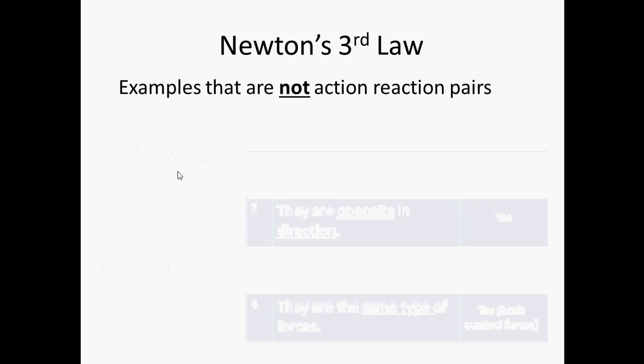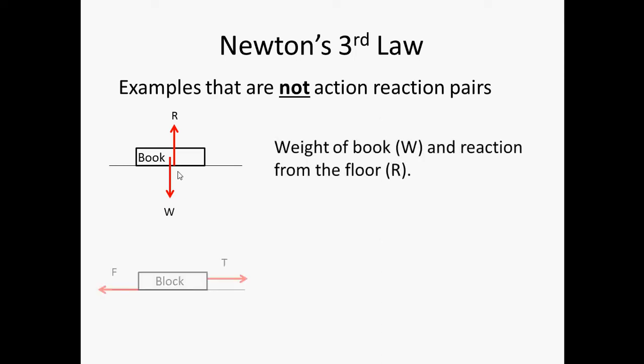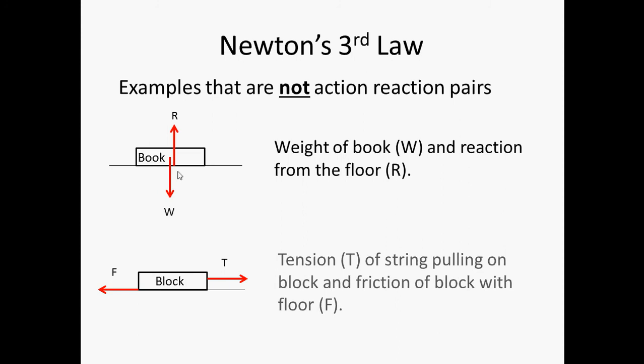Now, since we have already seen some examples of action-reaction pairs, what exactly are not action-reaction pairs? One classical example is a book resting on a floor. Another classical example is a block being pulled with a string with a tension T and a frictional force F acting against the motion. So these are two classical examples.